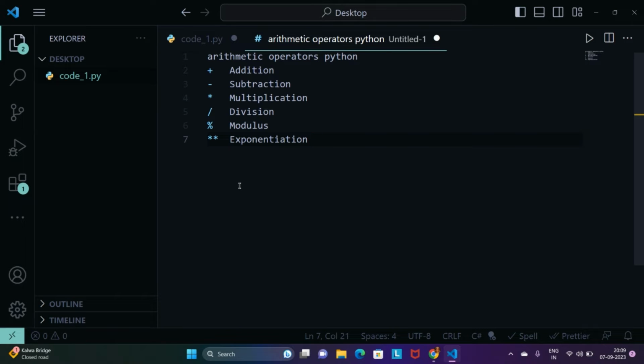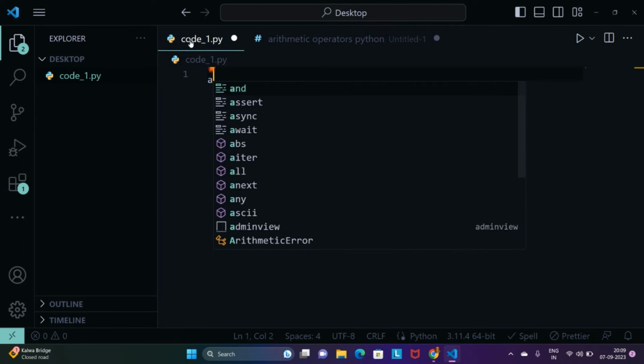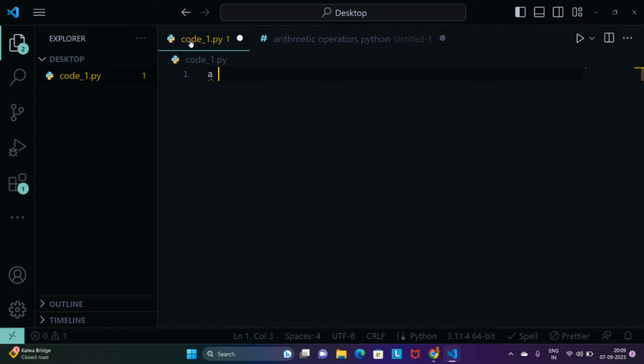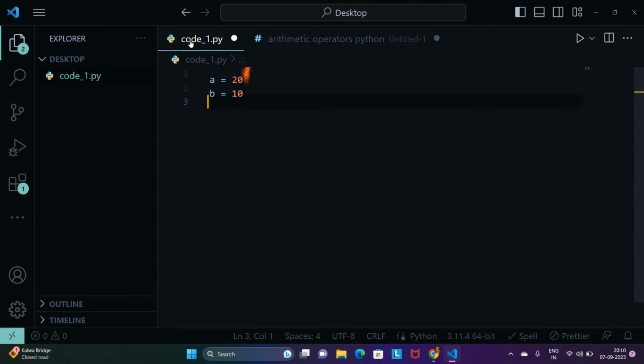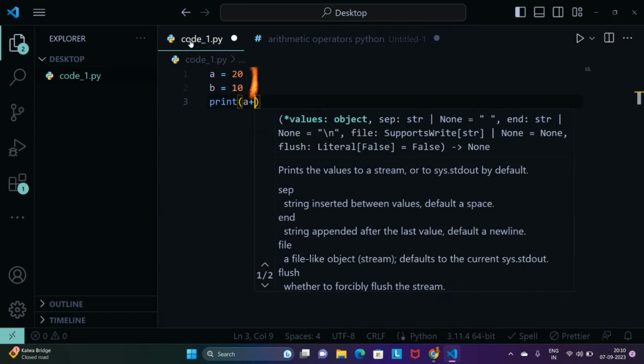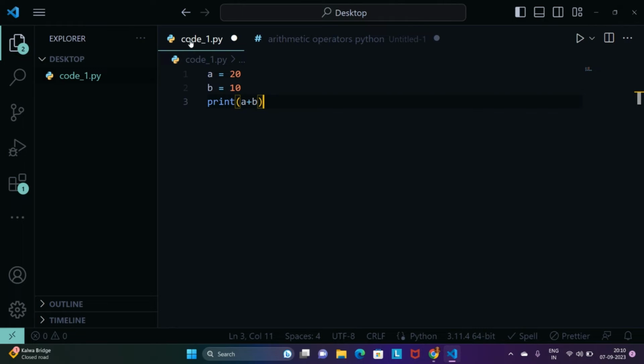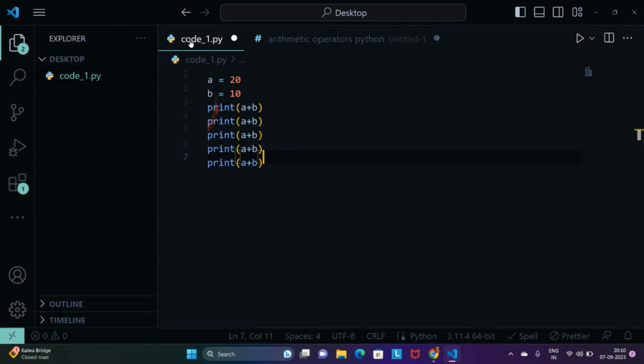So we have seen these operators now. We will try to practically use them. So we will assign two values to the variables, like A is equal to 20 and B is equal to 10. Now we will print A plus B. Similarly, we will print A minus B, A into B, A divided by B, A exponent B and A modulus B.